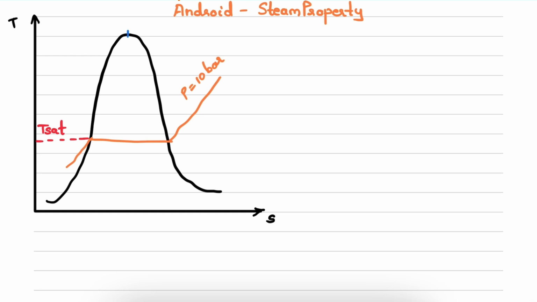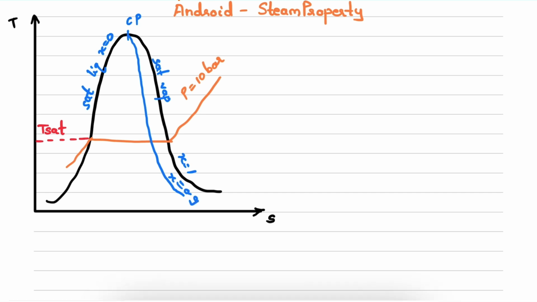Now this point on the top is the critical point. The left side curve is the saturated liquid curve where X, the dryness fraction, is equal to 0. Towards the right hand side we have the saturated vapor curve where dryness fraction X is equal to 1. For example, we'll draw a curve over here whose dryness fraction X is equal to 0.9.